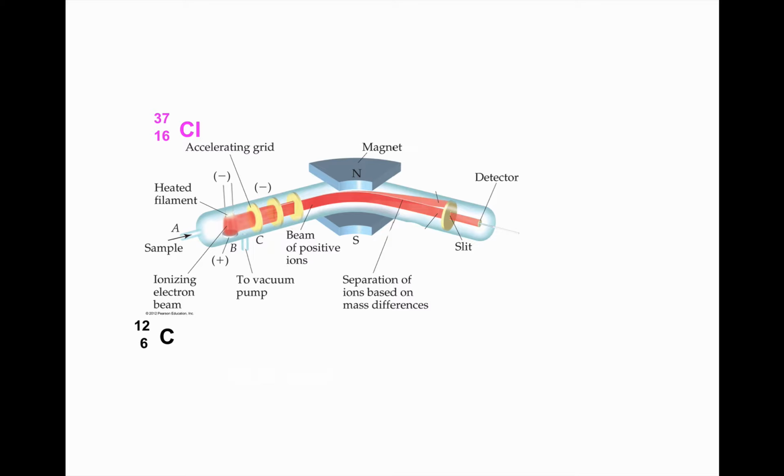So the first thing I do is zap these atoms, knock the electrons off so they're charged positive, and now run them through the machine. Because chlorine-37 weighs more, or is more massive, it should go further downfield than carbon-12. So based on the separation, how much further chlorine-37 goes downfield than carbon-12, we can get relatively how much more massive chlorine-37 is.